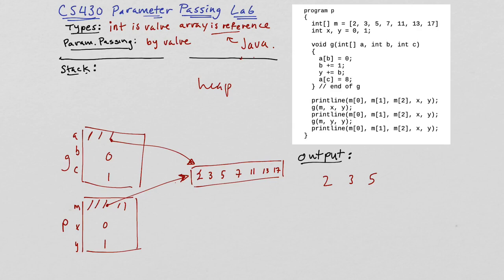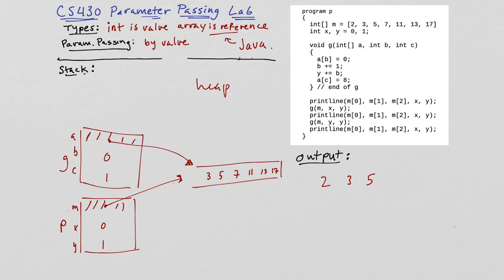A sub B is going to get 0. B plus equals 1. So this is going to turn into 1. Y plus equals B. So this is going to turn into 2. And A sub C is going to be 8. So we're just going to make that an 8 there. And then we return, which just pops the stack.